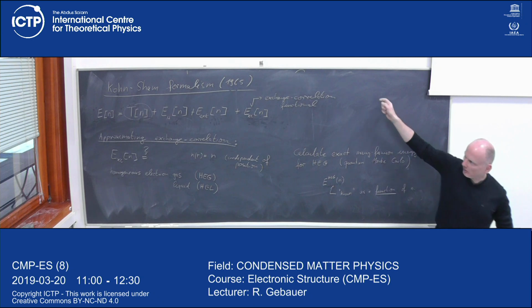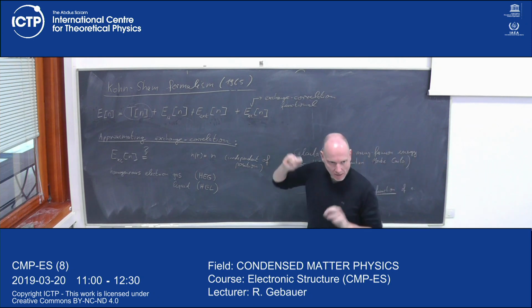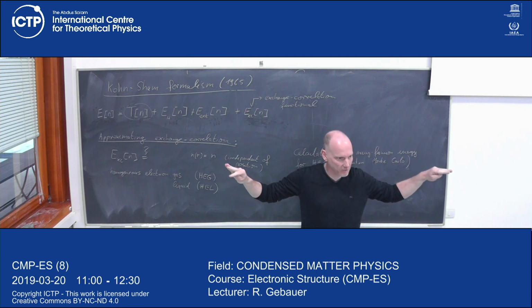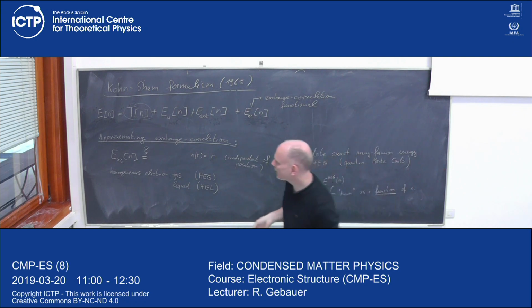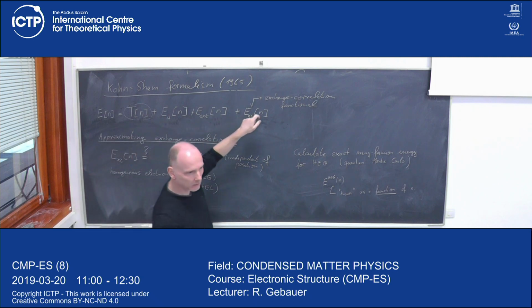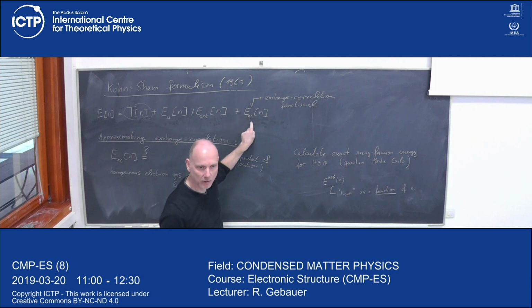Here we say we do not know at all what this is. But in the special case where n has no structure but is a constant everywhere in space, in that particular case we can get this energy from quantum Monte Carlo, and therefore we know what exchange correlation is.